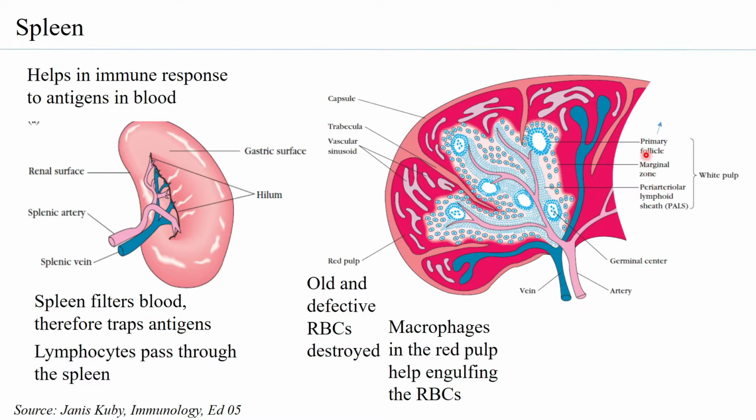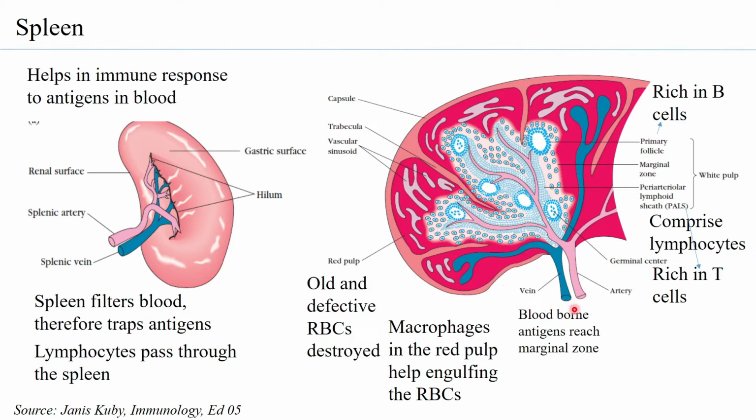The white pulp again has a primary follicle, as you can see. It has another zone which is called the marginal zone, and then it has a third region which is called the periarteriolar lymphoid sheath, or the PALS. All these three together form what is called the white pulp. Now, the primary follicle is rich in B cells. The white pulp comprises the lymphocytes. So, just mentioned, the primary follicle is rich in B cells, PALS is rich in T cells. And these T cells are again specific T cells with a specific T cell receptor present on them.